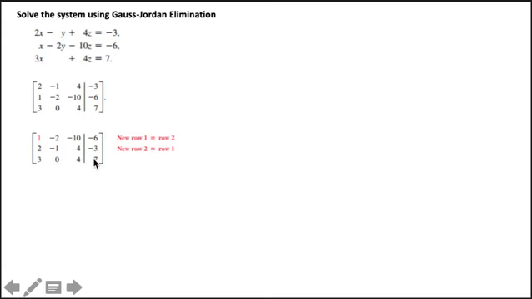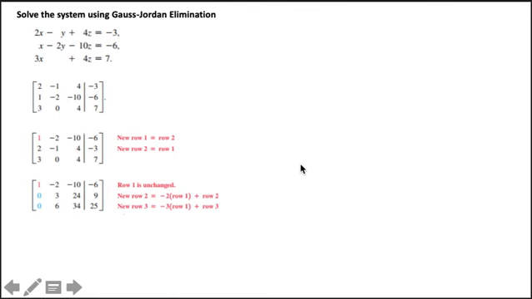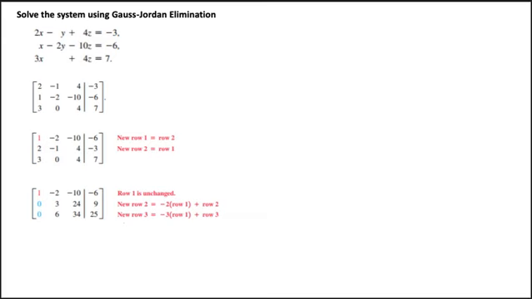Now what I have to do is get zeros underneath there. So to get zeros underneath that 1, I'm going to multiply the top row by 2 and add it to the second row, and multiply the top row by -3 and add it to the third row. I hope I said -2. I feel like I might have said +2. But I'm multiplying this top row by -2 and adding it to the second row.